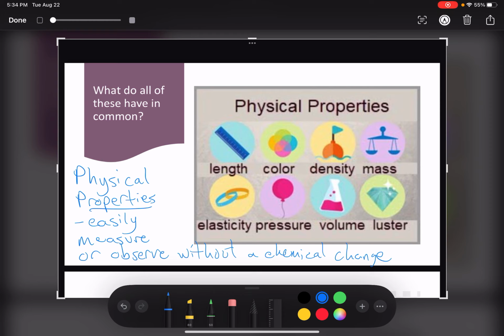I also want to remind you that when you're looking at these different properties, density is equivalent to mass divided by volume, okay? So it stands to reason that density, mass, and volume are all going to be physical properties of matter.